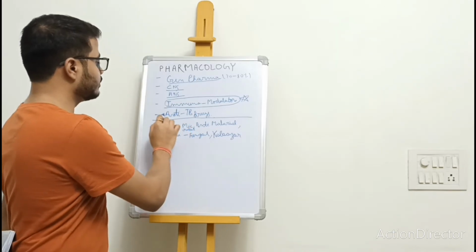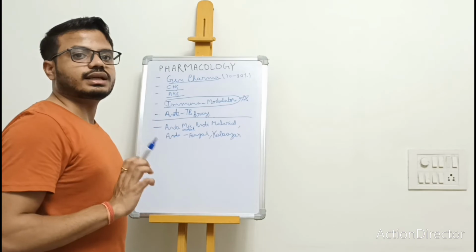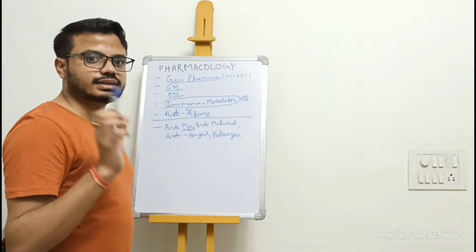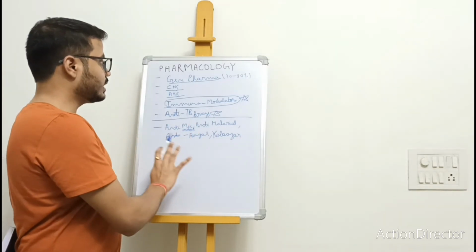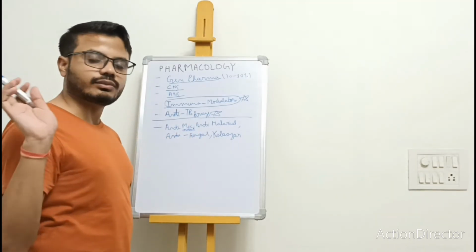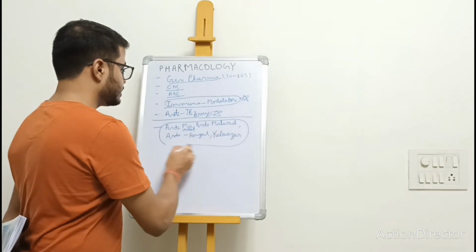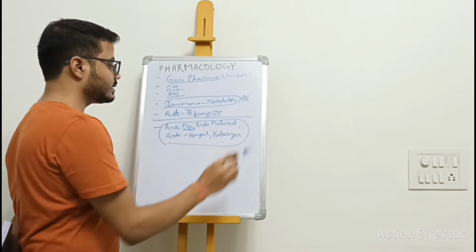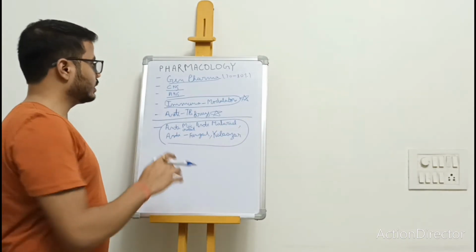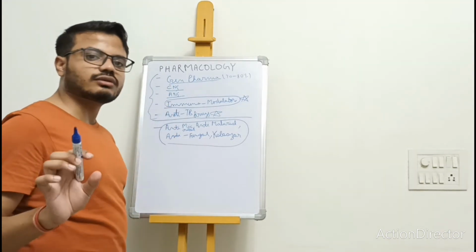Then you must read anti-TB drugs. You know that TB is a burning topic, age-old, so you can't mess up with that. Then after that, if you have more time, you can read these. These include antimicrobial, antimalarial, antifungal, kala-azar, everything. Otherwise, if you do these, you will answer most of the questions.